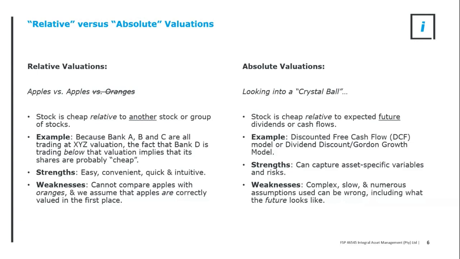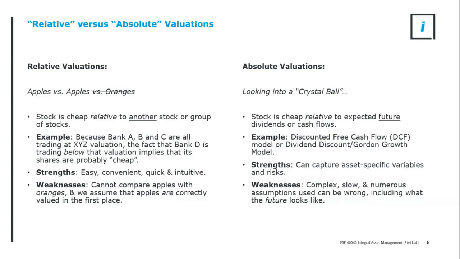What you are doing is forecasting the future and present valuing that future and saying that this company or the stock is cheap relative to its future. In other words, the stock is cheap relative to the expected dividends or cash flows. The obvious examples are discounted free cash flow, dividend discount, or Gordon growth model.